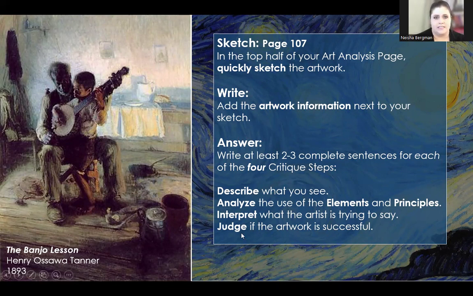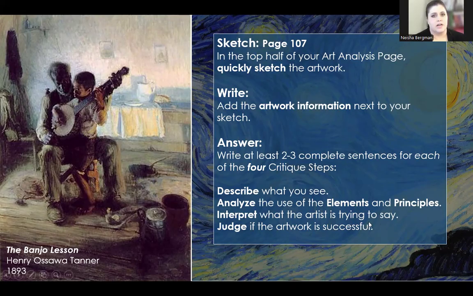And then the answer task. That changes every week. You will have a different answer task. Today, because it's our first time doing it, we're going to actually analyze the artwork that I just went over. If you were paying attention, you will have all of the answers already. Write at least 2 to 3 complete sentences for each of the 4 critique steps. Describe what you see. Analyze the use of elements and principles. Now, I am well aware that we have not gone over the elements and principles quite yet, so I'm a little bit lenient here, but I do want to see a good faith attempt.